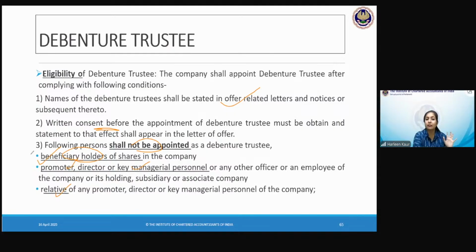So first 3 categories, first you will take the written consent from the debenture trustees. You will send them the names through the offer letters. 3 people who cannot be appointed as debenture trustee are, jaldi jaldi likho chat box pe. Beneficial holder of shares, promoter, director, KMP नहीं appoint हो सकते, उनका relative भी नहीं appoint हो सकता.